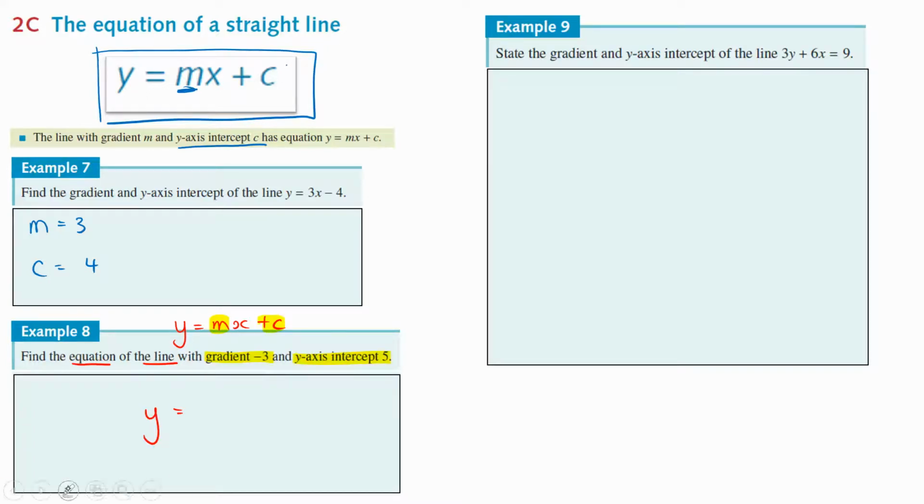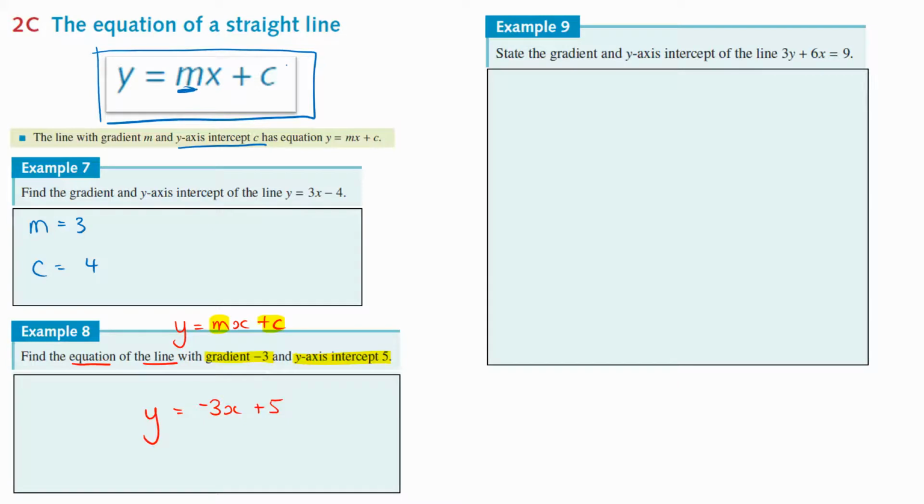Okay, so I'm going to go back here and write it down. Gradient is -3, so instead of m, I now have -3 times x. Y-axis intercept, which is 5, so instead of c, I now have +5. I'm done. First equation down. Question done. Example 8, okay?